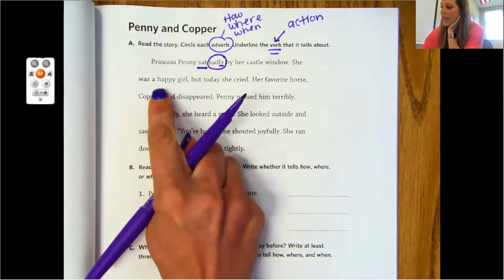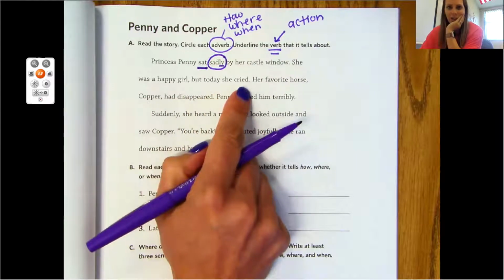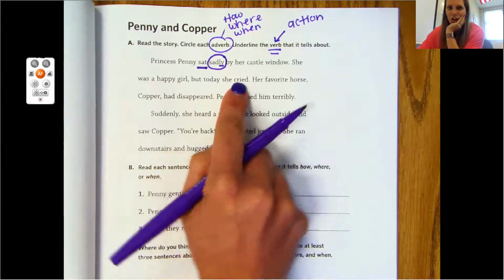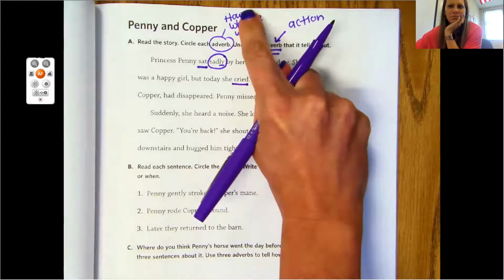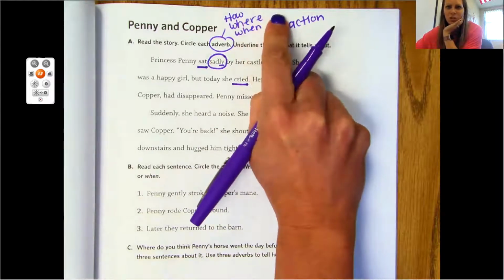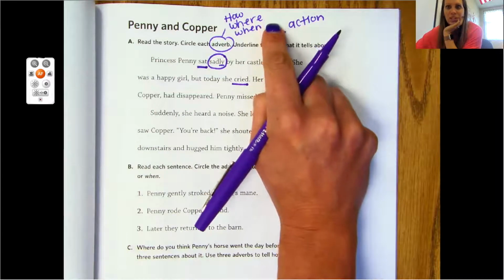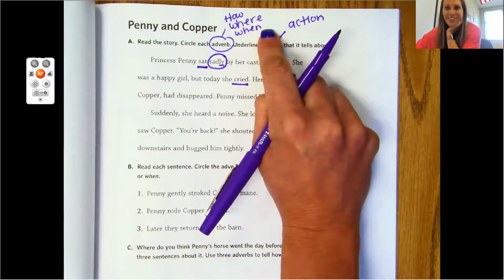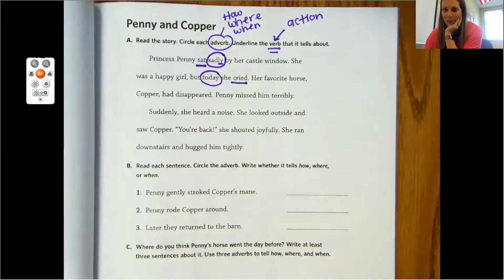She was a happy girl, but today she cried. Well, I do see a verb, an action. She cried, right? Does it describe how she cried? No. Does it describe where she cried? No. Does it describe when she cried? When did she cry? She cried today. Okay, let's look at the next one.